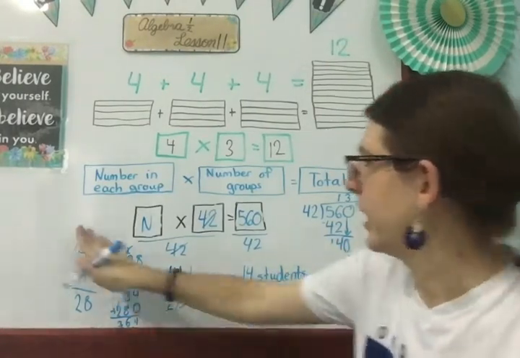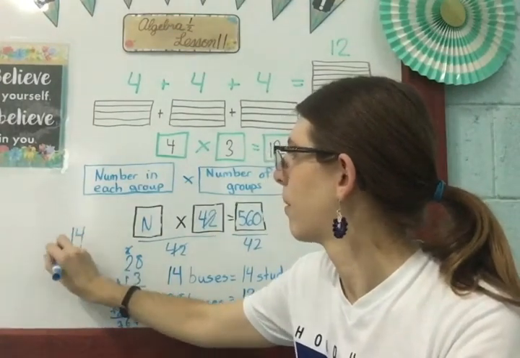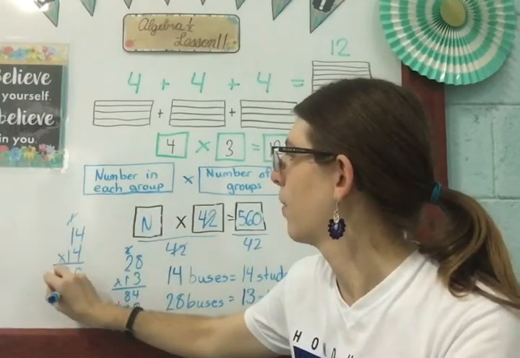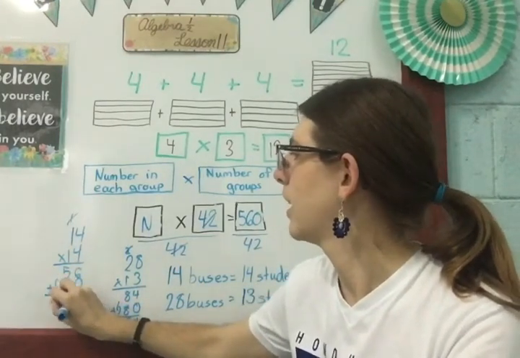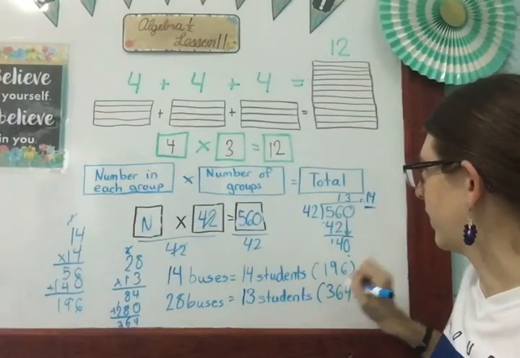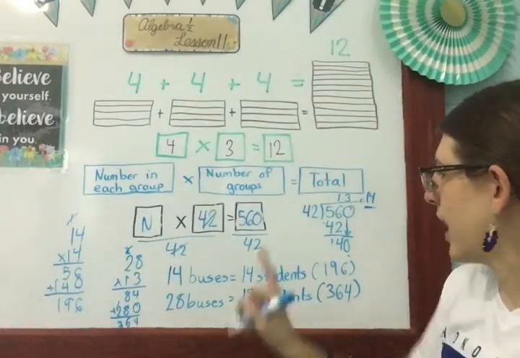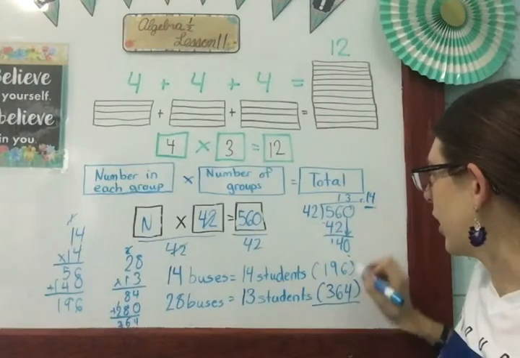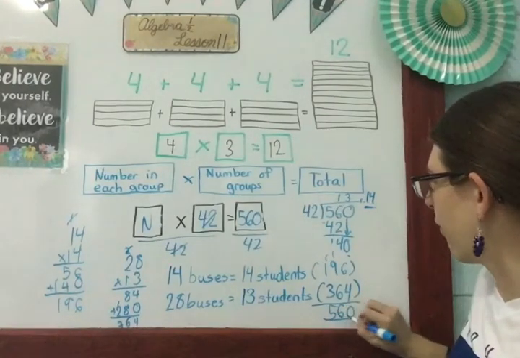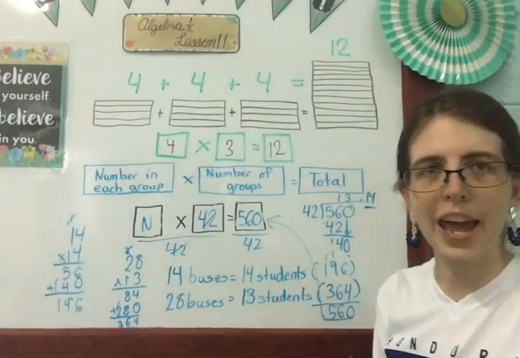14 times 14, 196 students. So these 14 buses have 196 of your students. These 28 buses have 364. You add those two together and you get your 560, which matches your total, okay?